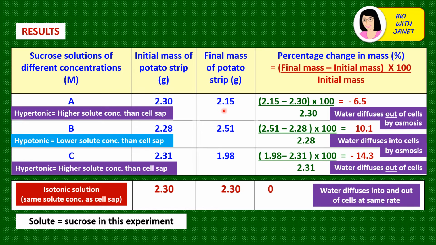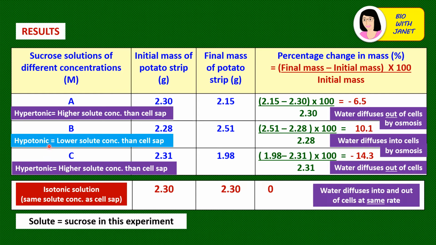So the final mass of the potato strip will be less than the initial mass, and thus when we calculate the percentage change in mass, final mass minus initial mass will be a negative value. So if the percentage change in mass is a negative value, like for A and C here, we conclude that the solutions are hypertonic to the cell sap. That means having a higher solute concentration than the cell sap of the potato cells, or in other words, having a lower water potential or lower water concentration than the cell sap. It's a concentrated solution.